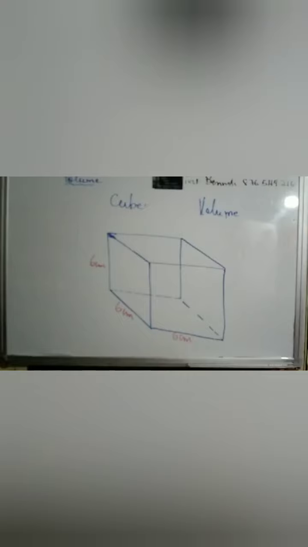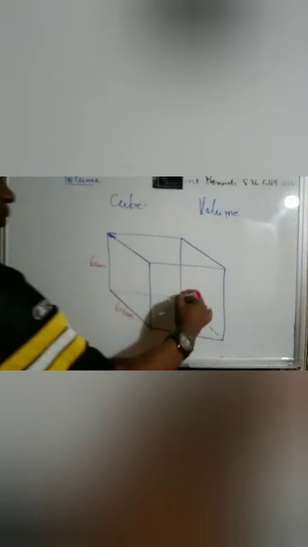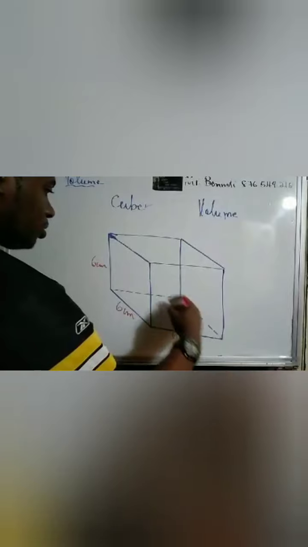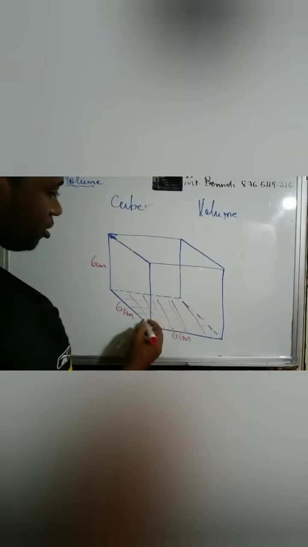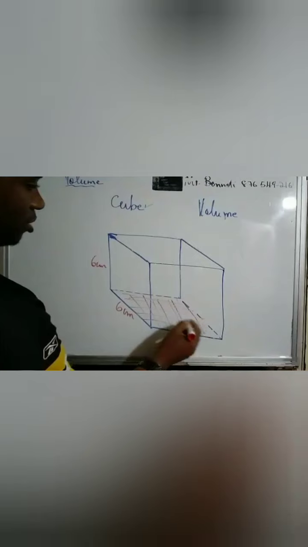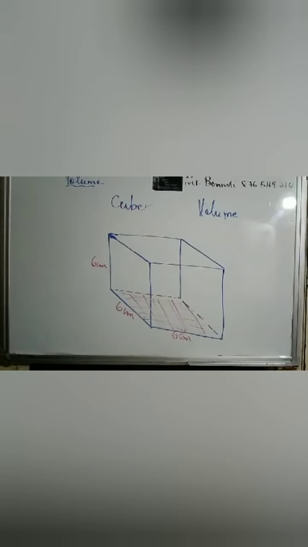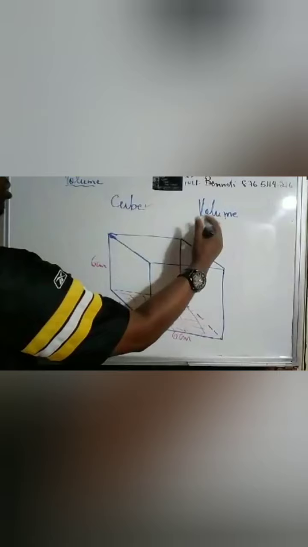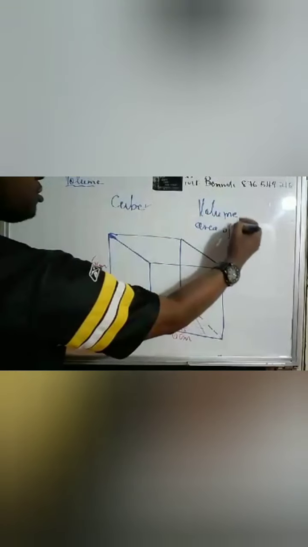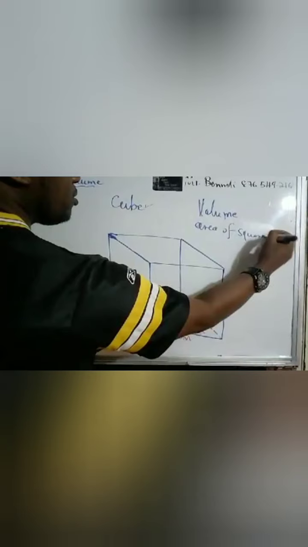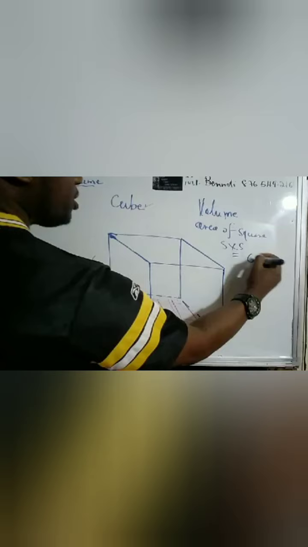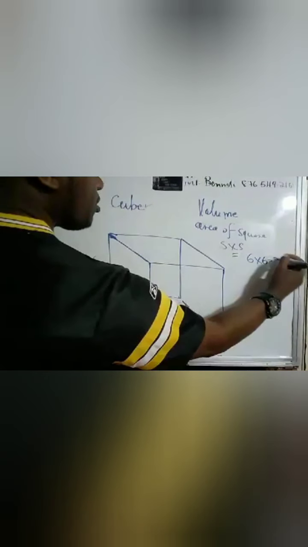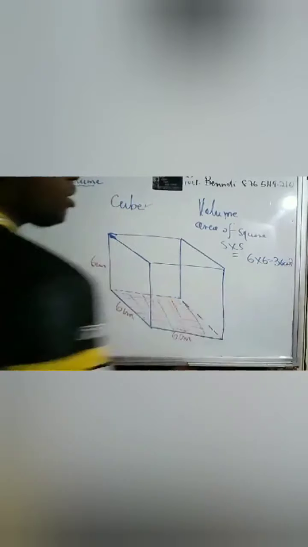So let us find the area of the base. Could just put it in, make it look official. What shape is the base? A square. So we know that the area of a square is what? Side times side. So that makes 6 times 6. So this is 36. What's the next step?